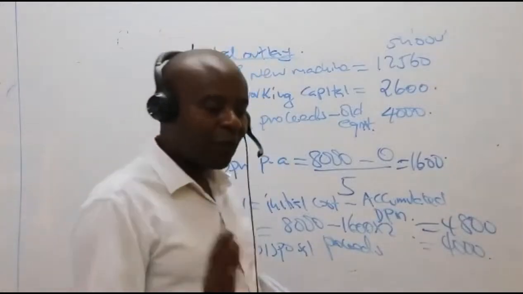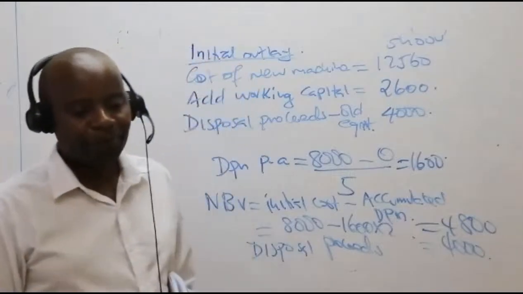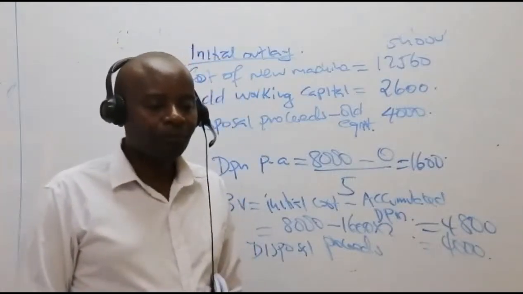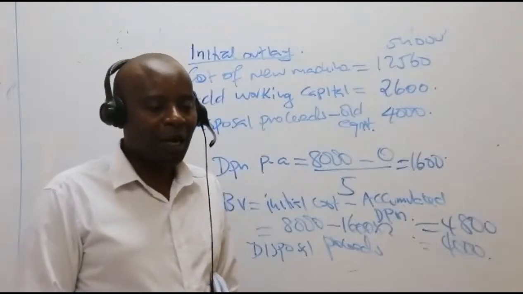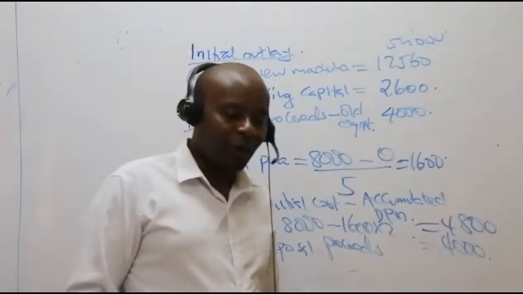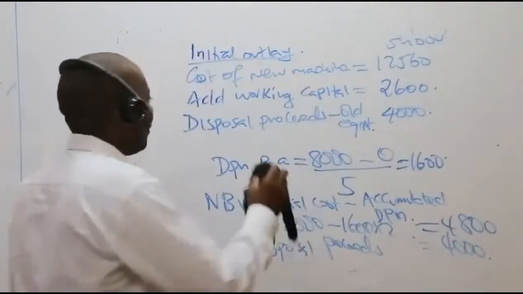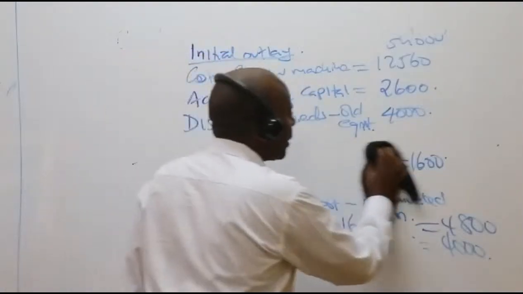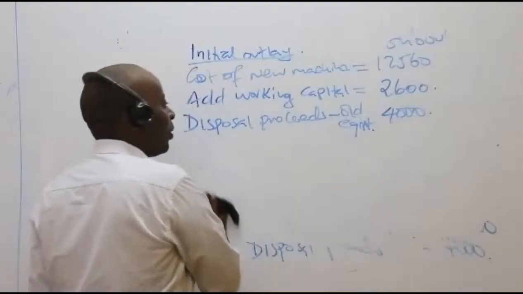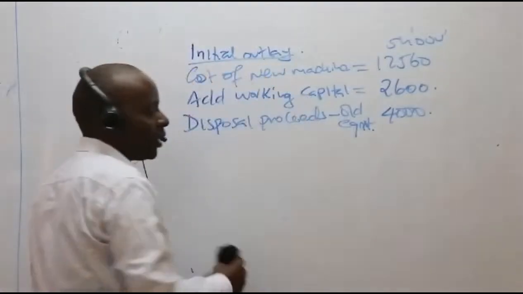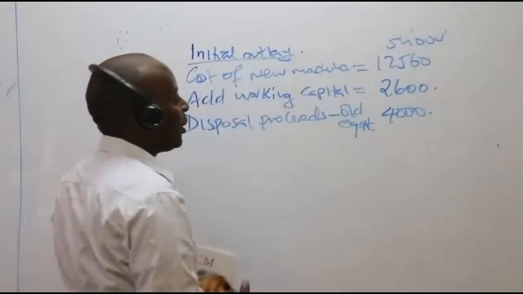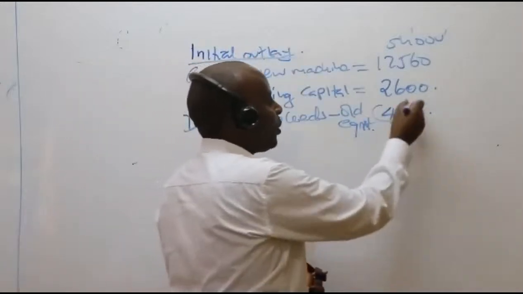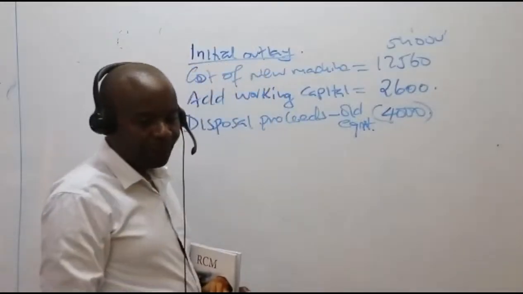So are we together, first of all, up to there? Are we together? Or what argument do you have? Okay, great. So then, gentlemen, we have here disposal proceeds of the old equipment, 4,000, because you are putting it in a cost statement, the initial outlay statement. Then this one here should be put in brackets like that.